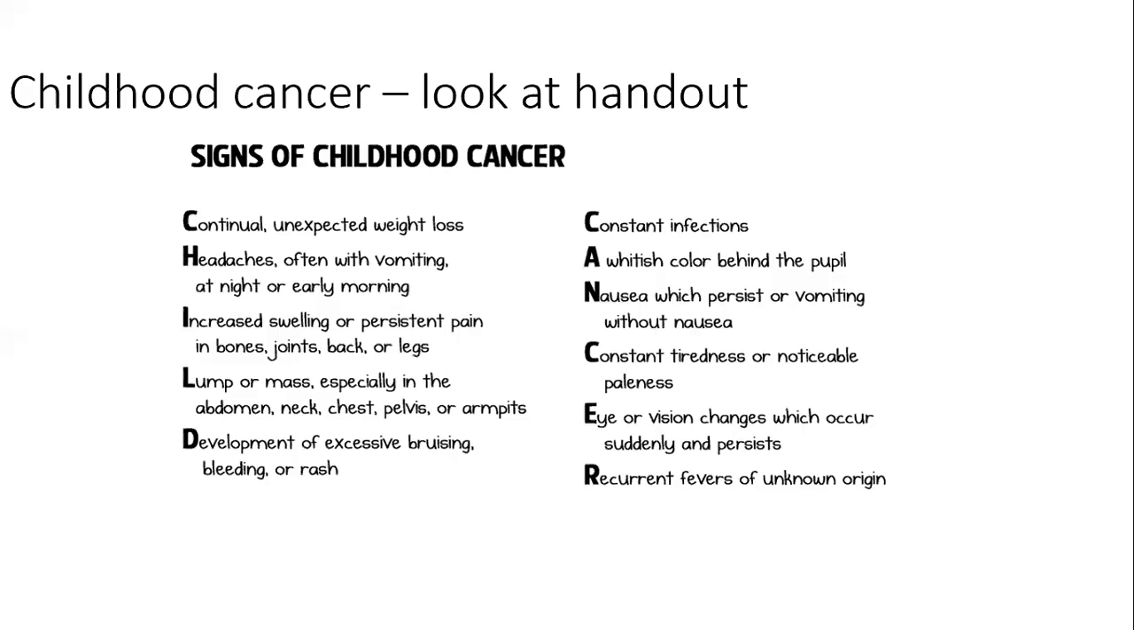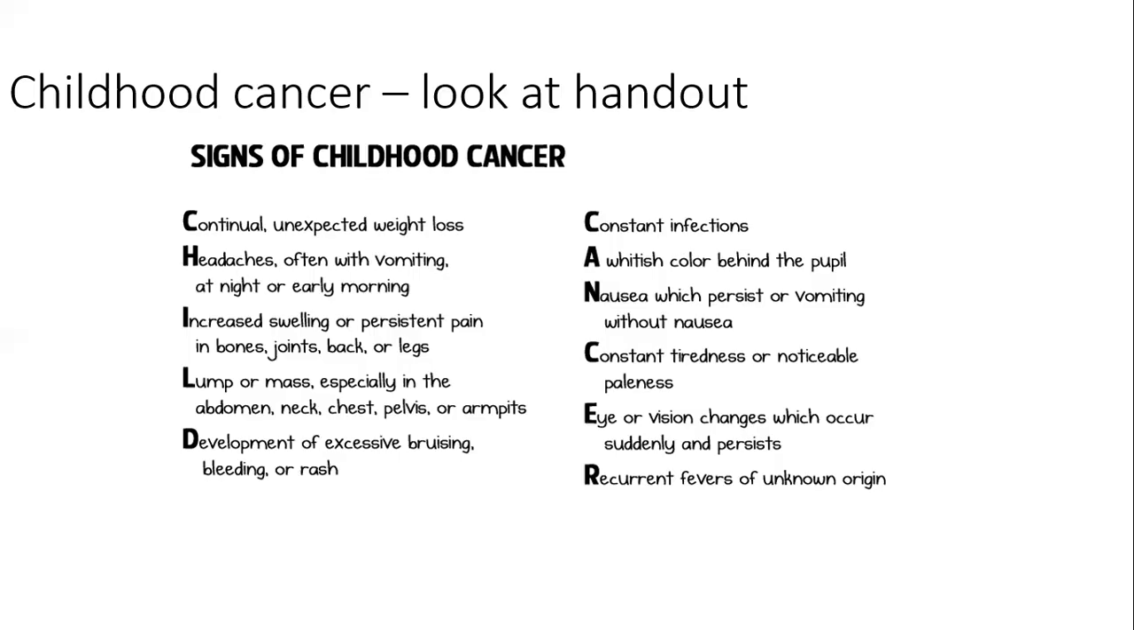And these are some considerations for childhood cancers. These are the signs of childhood cancer that you need to be looking for. Continual unexpected weight loss. Headaches, often with vomiting at night and early morning. Kids that can have increased swelling, persistent pain in the bones, joints, back and legs. And I told you all if they have superior vena cava syndrome, that is a medical emergency. What does it look like? What do you need to report to the doctor?